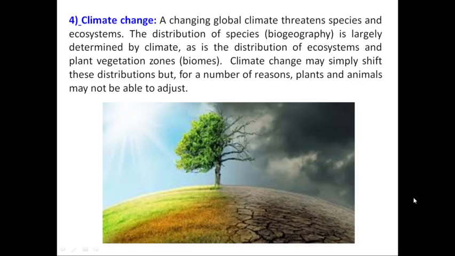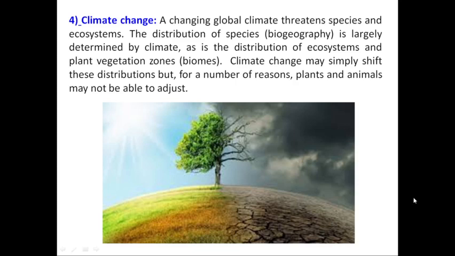The fourth threat is climate change. A changing global climate threatens species and ecosystems. The distribution of species is largely determined by climate, as is the distribution of ecosystems and plant vegetation zones. We know that climate plays a very important role in shaping up the biotic component of any particular ecosystem, and it can be easily understood by the different varieties of plants which are growing in different ecosystems.